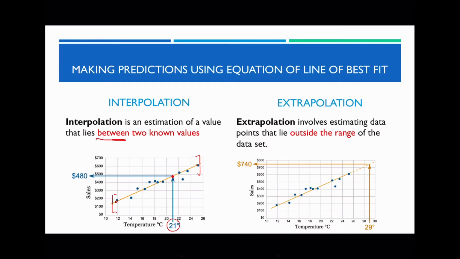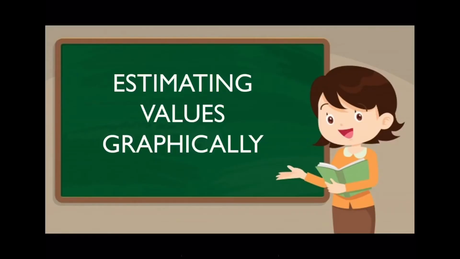On the other hand, extrapolation involves estimating data points that lie outside the range of the data set. For instance, the largest value here was roughly 25 and a half. If you were trying to find the total number of sales when it's 29 degrees, this is an example of extrapolation. So you do need to understand the fundamental differences between these two estimation techniques. All right, so how do we estimate the values graphically?